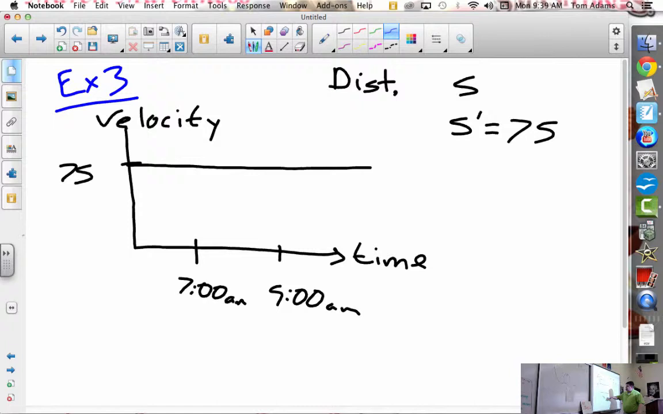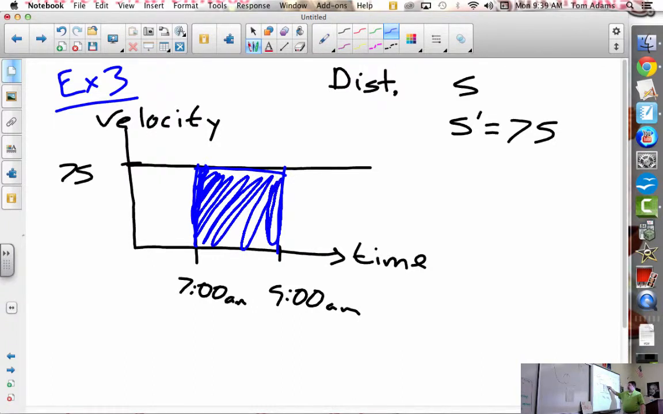So what it means is I want to calculate the area under the curve from here to here. Now we know that he traveled for 2 hours at 75 miles per hour, so the answer is what? 75 times 2, which is 150. We know that. But now we have to write this formally.